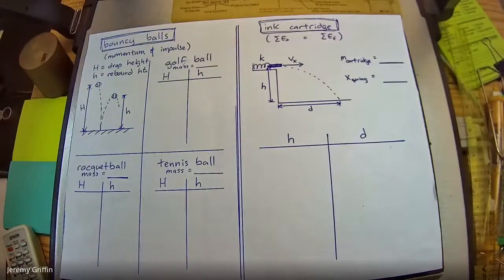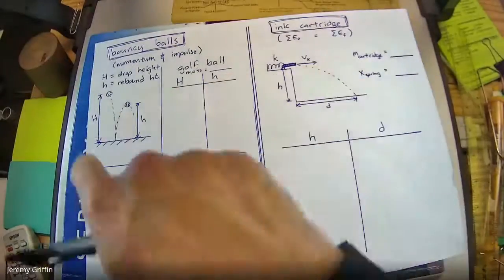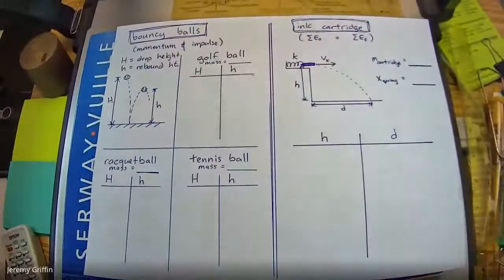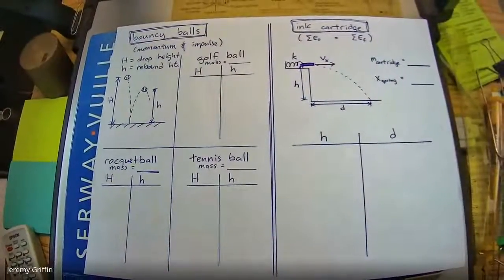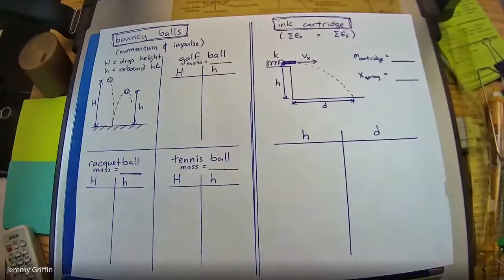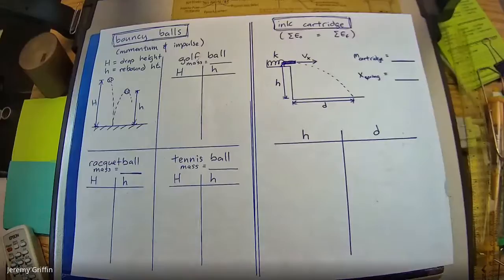I'm going to right now copy the left half over on a bigger piece of paper. So I'm copying this while you guys are copying this, the one on the left side, so the left side of this paper. So, bouncy balls.